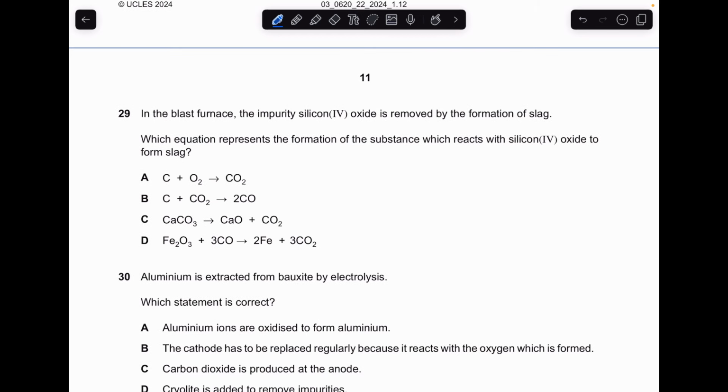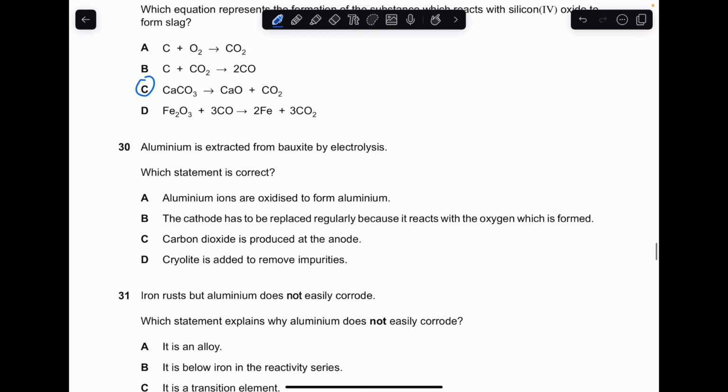Question number 29. In the blast furnace, the impurity silicon oxide is removed by the formation of slag. And which compound from the equations is the product used to remove that impurity? So if we recall, it's calcium oxide, which is formed from limestone. And that equation is shown by C. Question number 30. Aluminium is extracted from bauxite by electrolysis. Which statement is correct? If we go through the statements, it's not A. That's wrong. They're reduced, not oxidized.